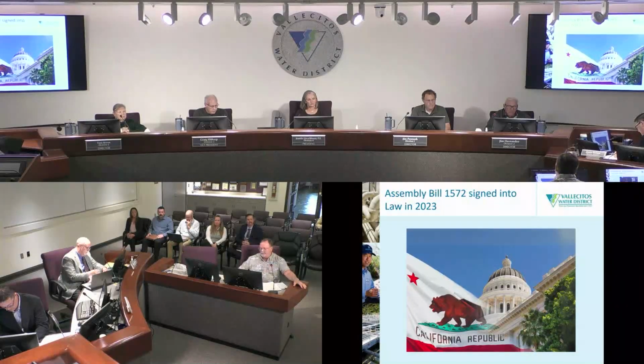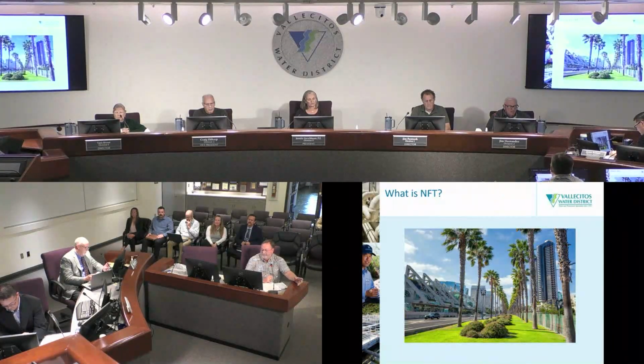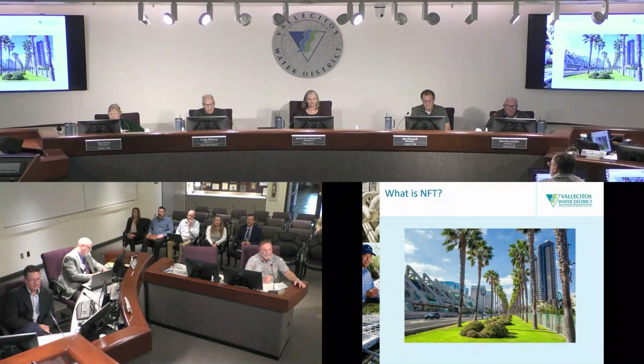And it begs the question, what exactly is non-functional turf? And this is a really good example of it right here. This is downtown San Diego by the convention center. It's the center divide. There's nobody that's going to be having a picnic here. Nobody's going to be throwing a football here. It's just ornamental turf, and that's what the state is interested in removing the use of potable drinking water to irrigate.